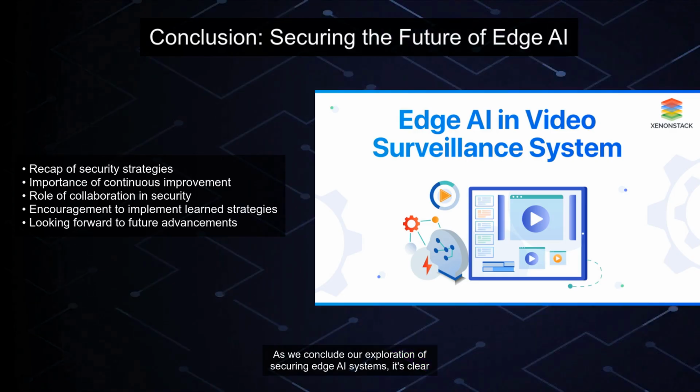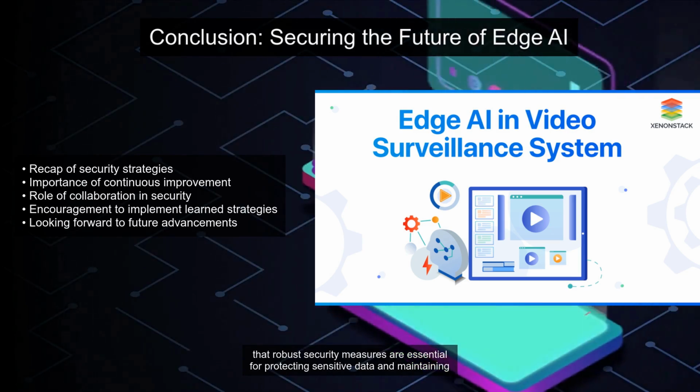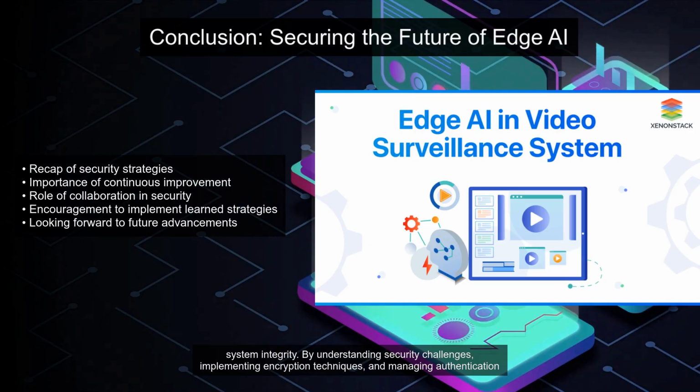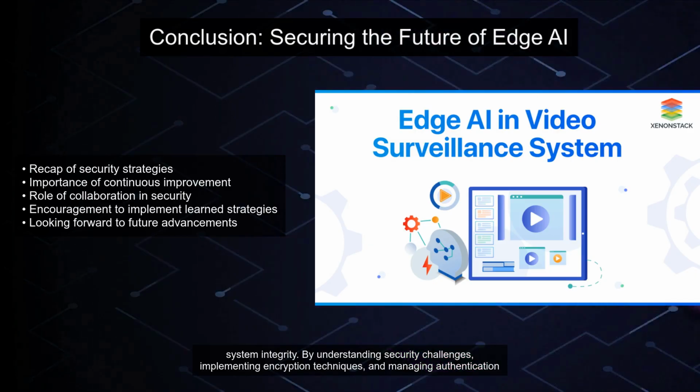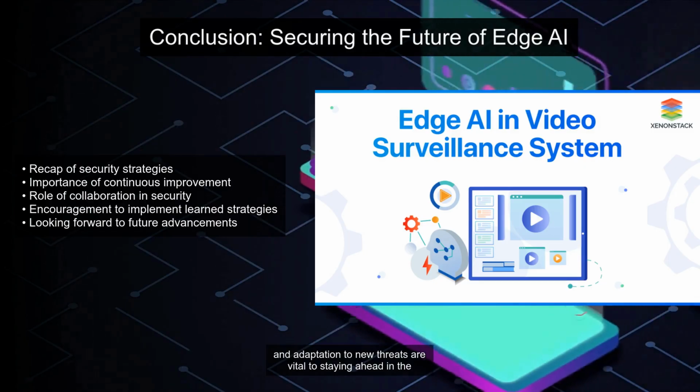As we conclude our exploration of securing edge AI systems, it's clear that robust security measures are essential for protecting sensitive data and maintaining system integrity. By understanding security challenges, implementing encryption techniques, and managing authentication and access control, we can create resilient edge AI systems.